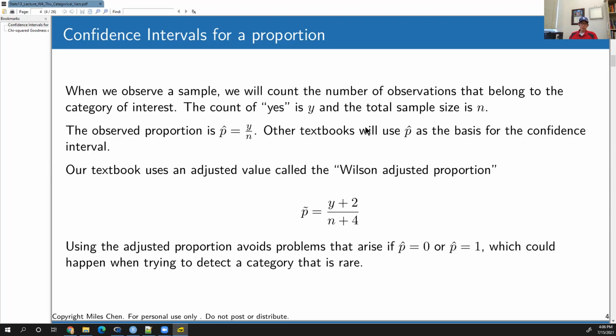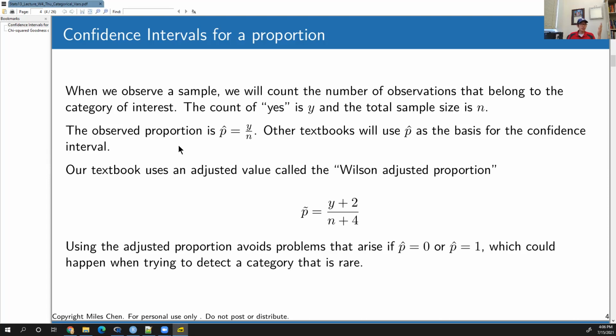And so, when we create a confidence interval, first we're going to start off with the proportion that exists in our sample proportion. And generally the observed proportion is just going to be the count of yeses, y, divided by your sample size, right? You just do y over n, and that's going to be your p hat.